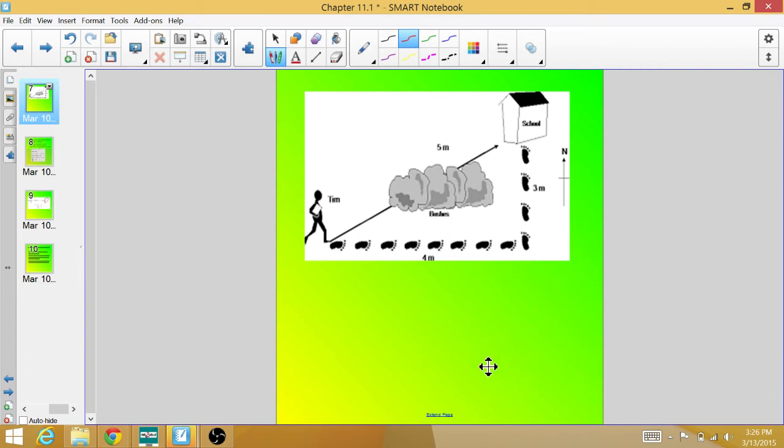But his displacement, the straight line distance from his starting point to his ending point, was only 5 meters, and the direction he moved was northeast. So his displacement was 5 meters northeast. His distance was just 7 meters. We don't include a direction when we're talking about distance.